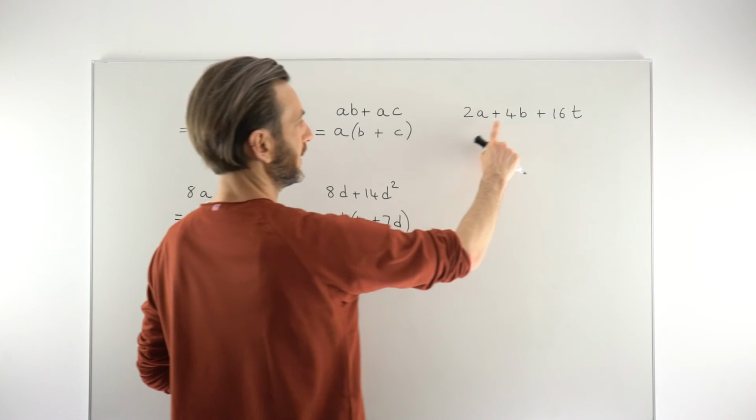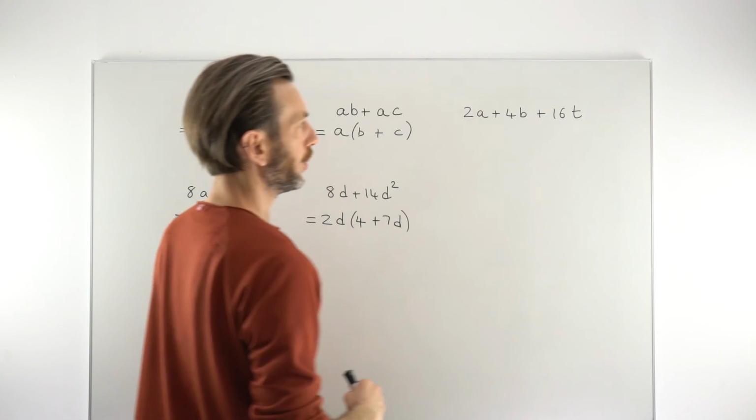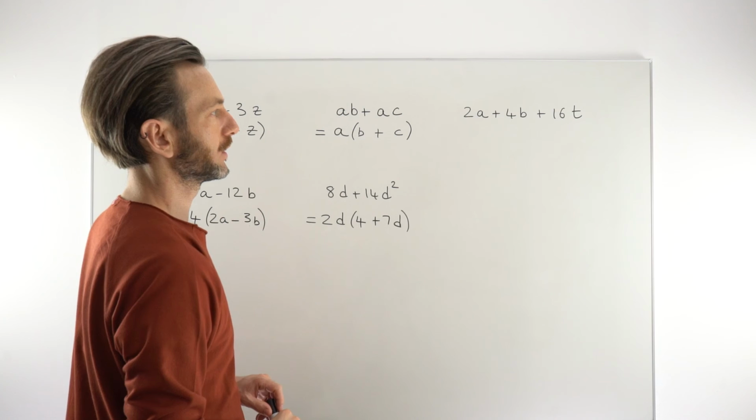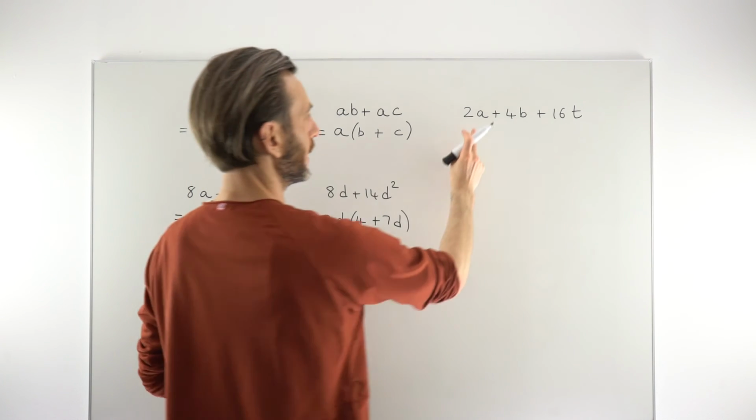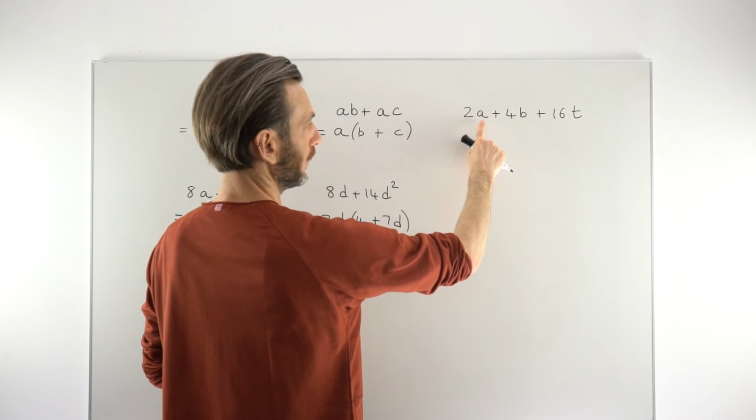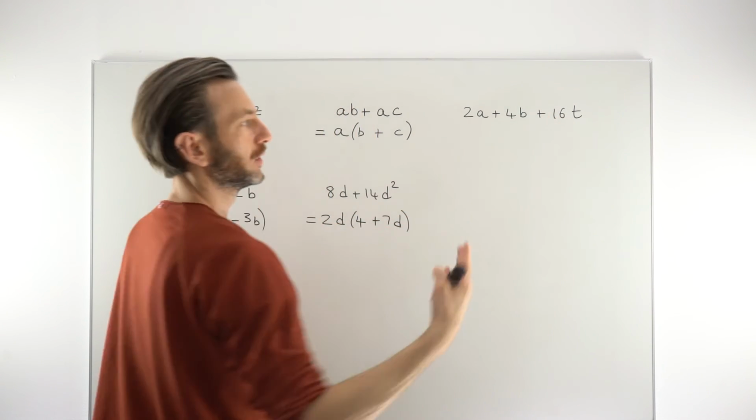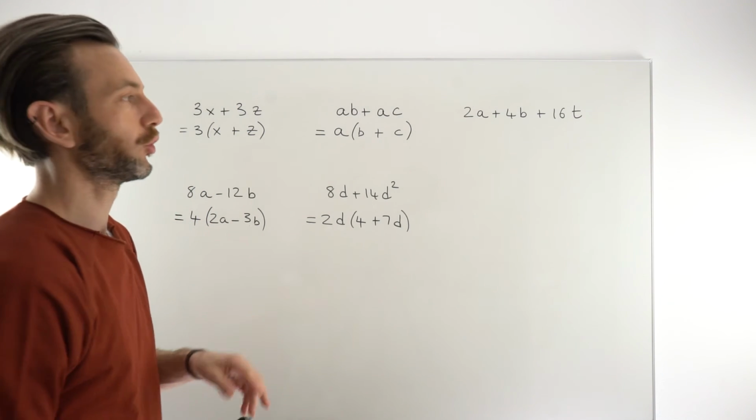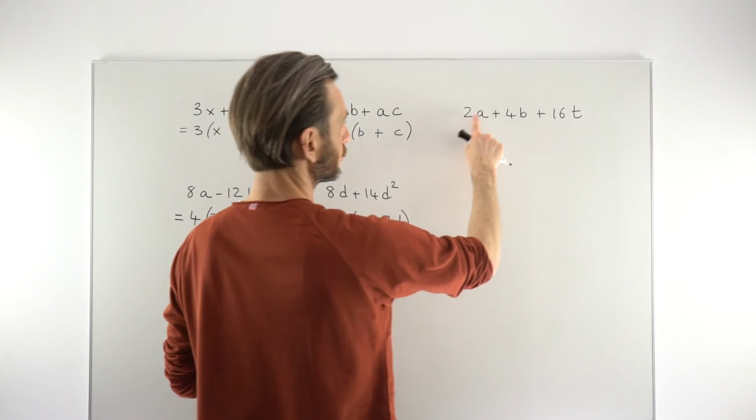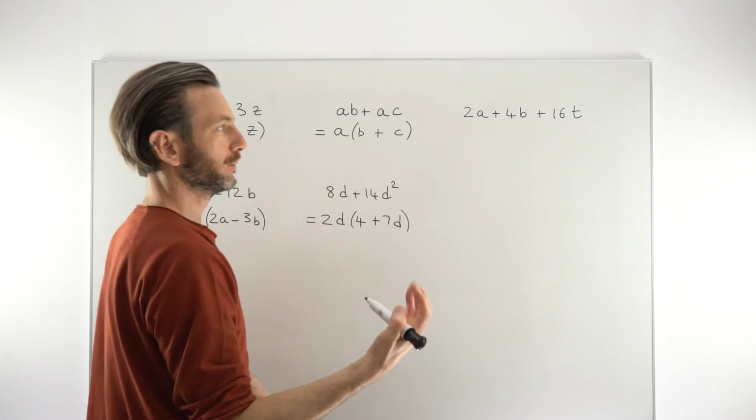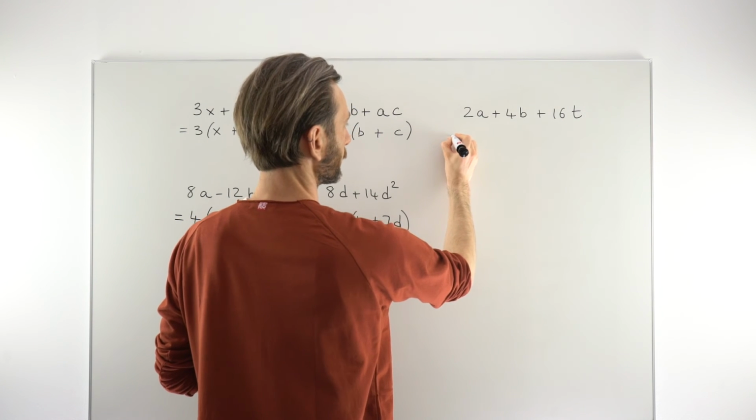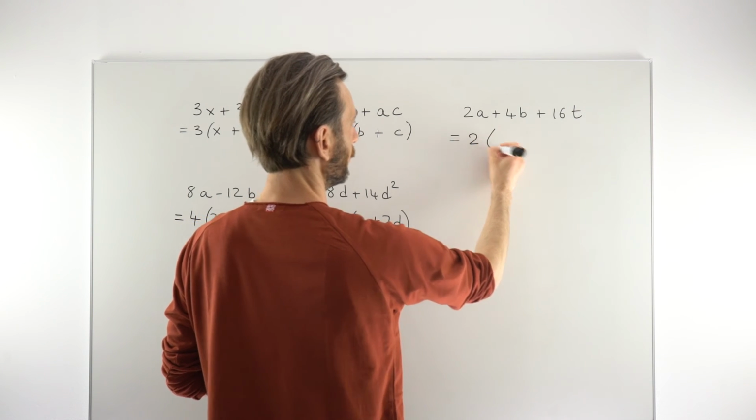So here we've got 3 terms. It doesn't matter how many terms you've got, you just go through the same process of trying to identify the common factor. So the letters A, B, and T don't have a common factor, there's no common letter there, but the numbers 2, 4, and 16 do have a common divisor of 2, so that tells us that 2 is going to be our highest common factor.